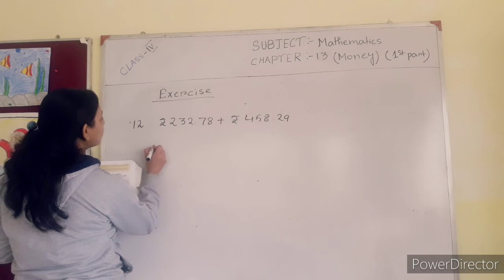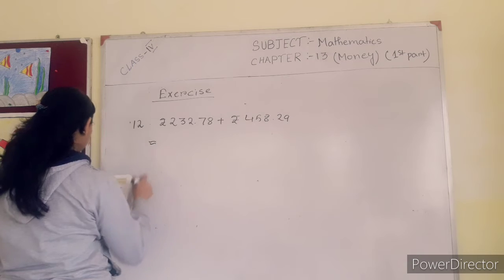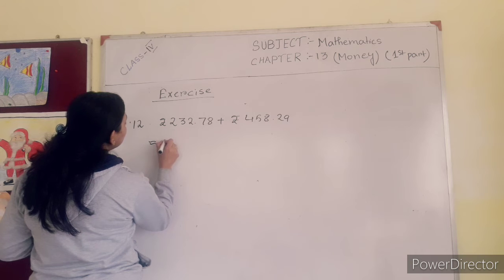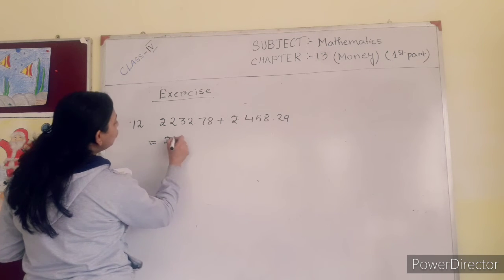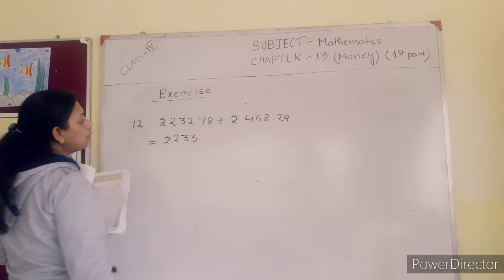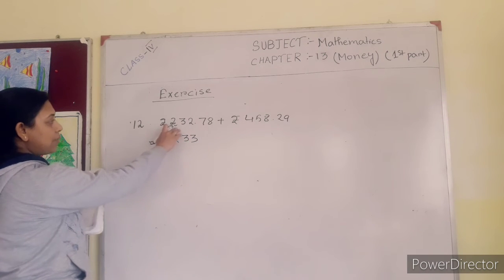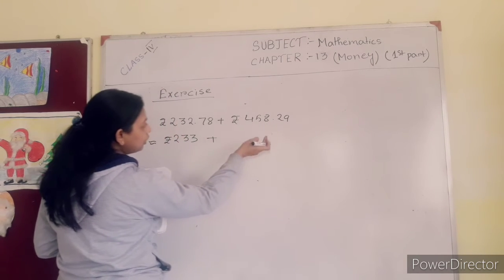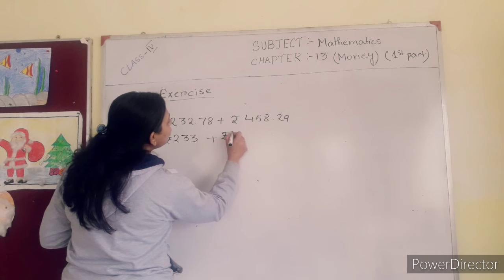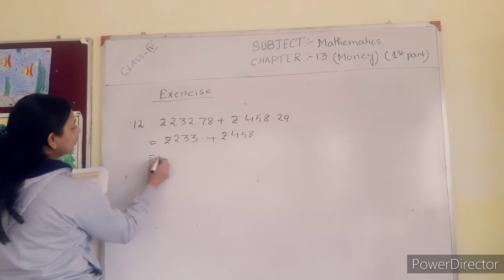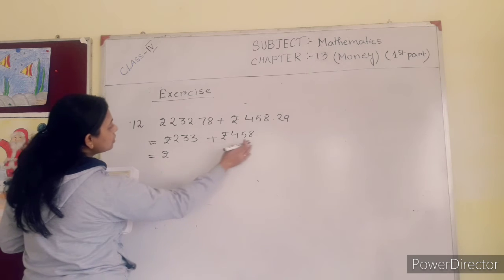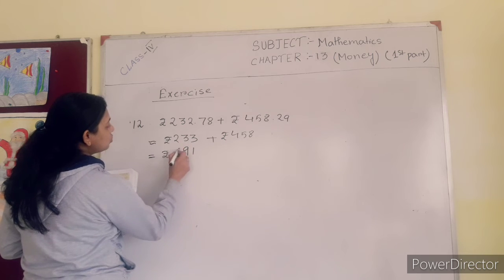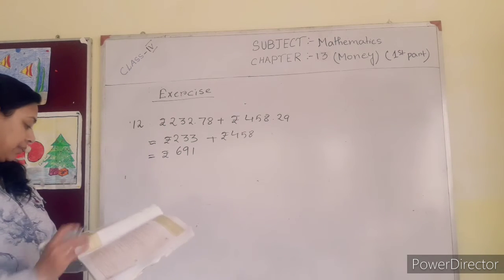So, 78 paisa is nearest to 100, more than 50. So it will be rupees 233, because you have to add one rupee with rupees 232. Now 29 is smaller than 50, so you have to write rupees 458. Now add the amount. 8 plus 3 is 11, 1 is in your hand, 5 plus 3 is 8 plus 1 is 9, 4 plus 2 is 6, rupees 691.